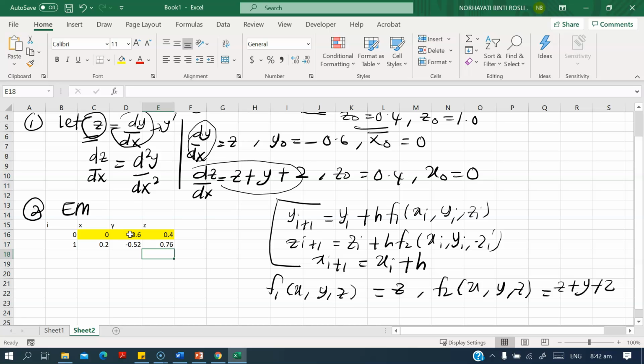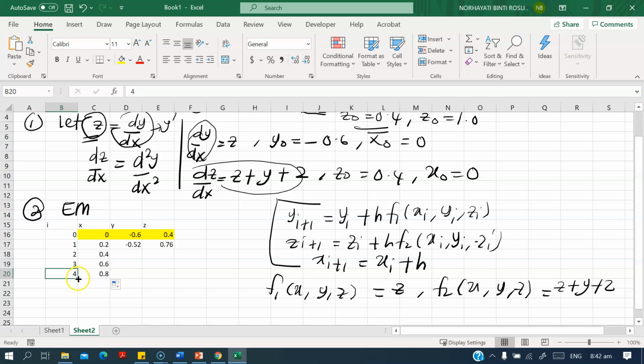By using Excel, class, you only need to input the formula for the first calculation. But for the next iteration, when you increase your i, how to increase your i? You can highlight here and then drag. i is up to 4, right? Then here you can compute all x, where xi plus 1 equals xi plus h. You just put the cursor at this, until you get this plus, and then you drag.